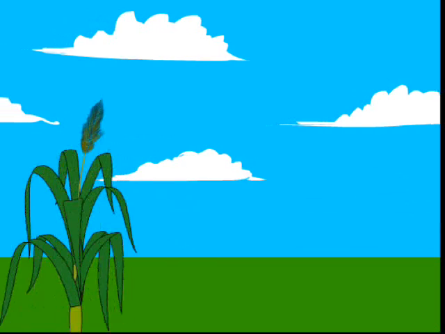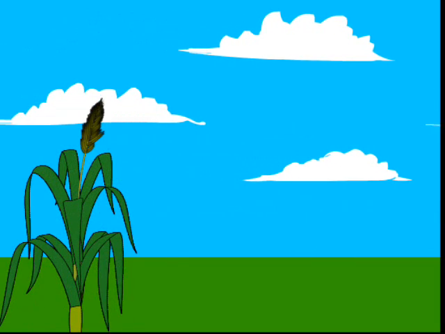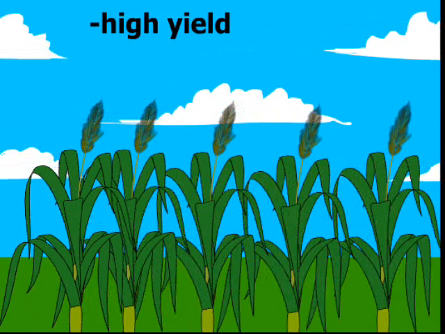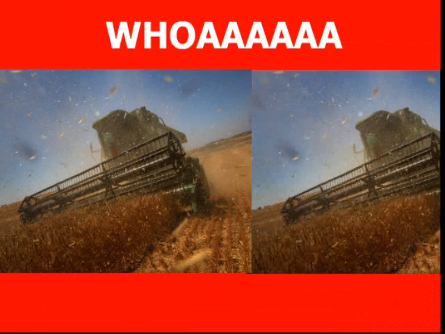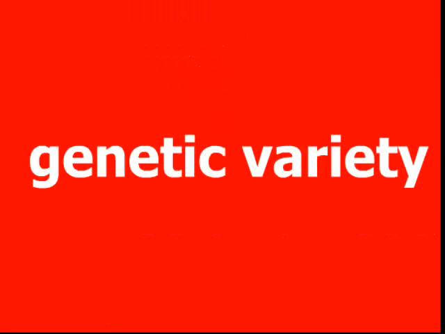Wheat crops are being grown in monocultures. In a monoculture, all plants are grown and bred to be identical clones, to produce higher yield and be less susceptible to certain diseases. One field of wheat is identical to another field of wheat. One crop of wheat is identical to another crop of wheat. This is why there's no diversity between them, no genetic variety at all.